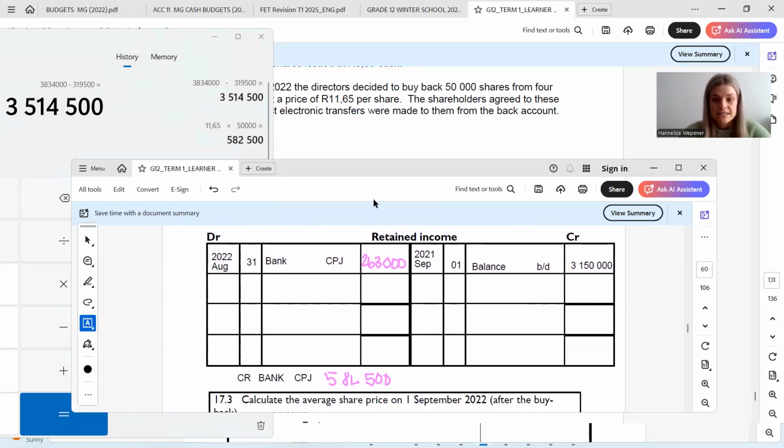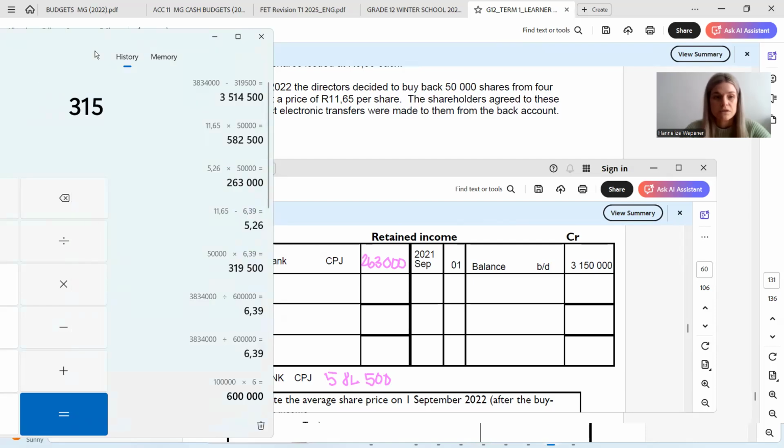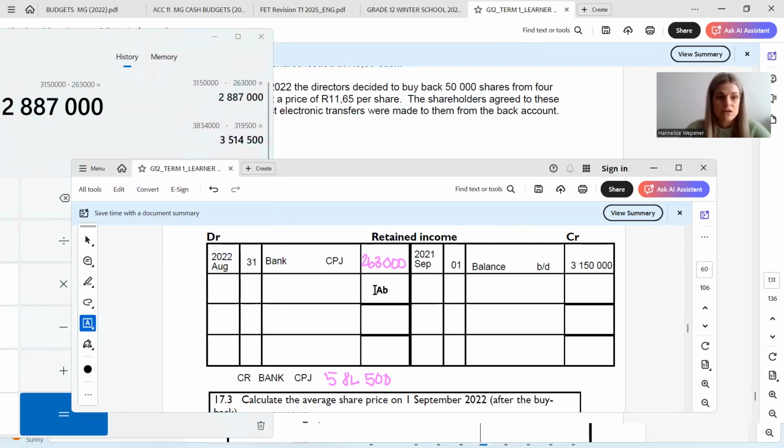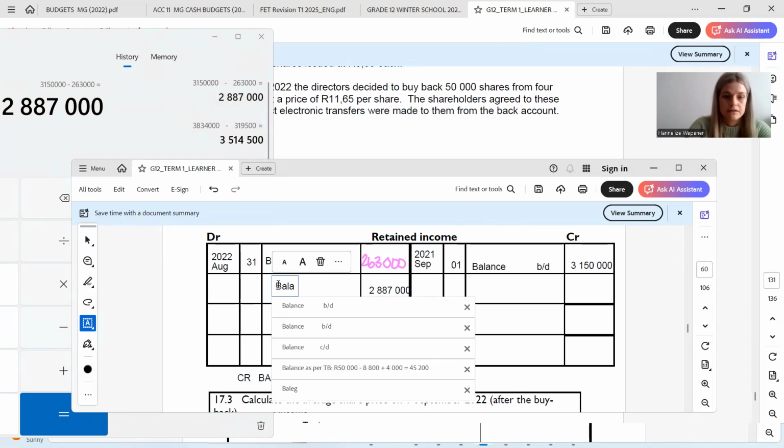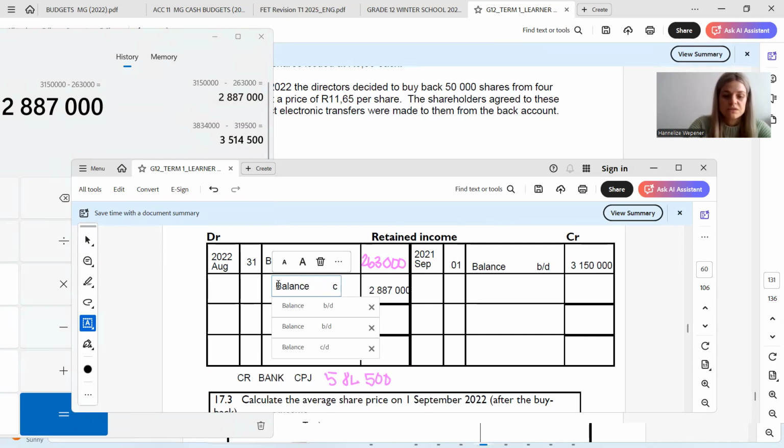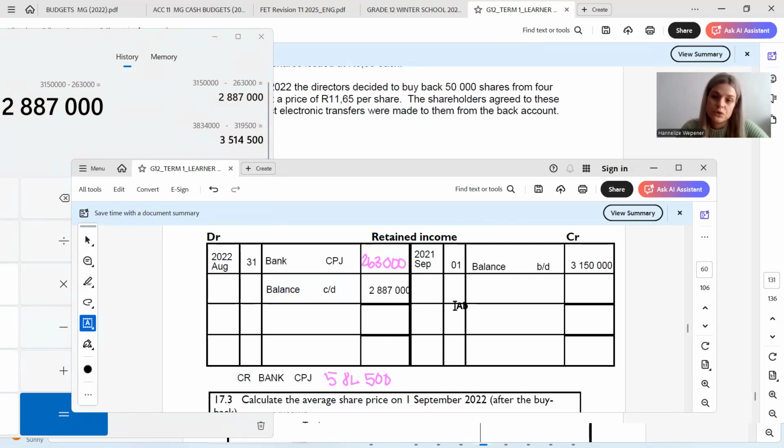And then in your retained income, you started with 315, but then you had to use some of your retained income for this buyback. So your balance is now that. And this is what you will see in your SFP as a balance for your retained income. So that's a nice and easy calculation there.